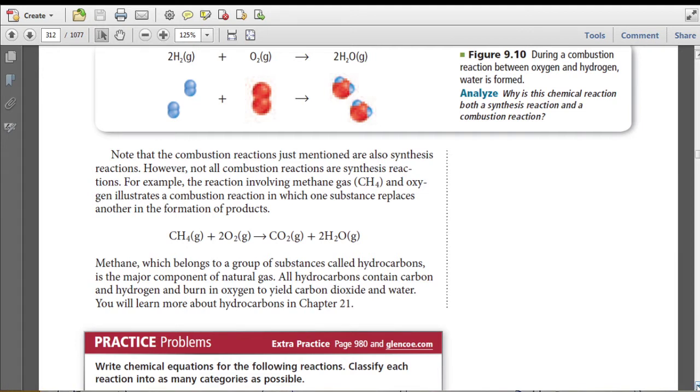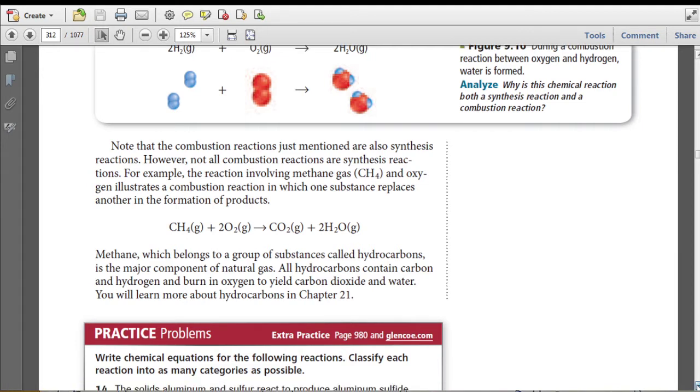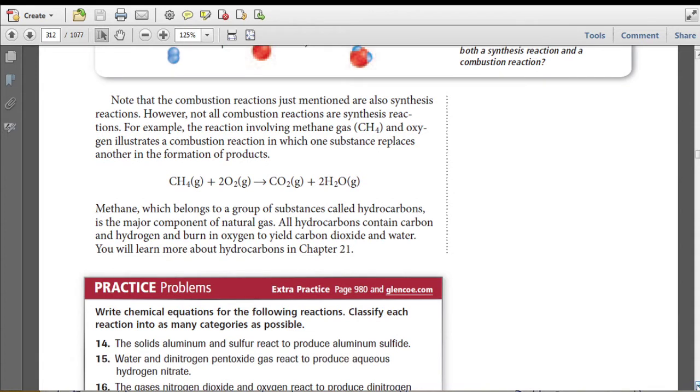Methane belongs to a group of substances called hydrocarbons. It is the major component of natural gas. All hydrocarbons contain carbon and hydrogen and burn in oxygen to yield carbon dioxide and water.